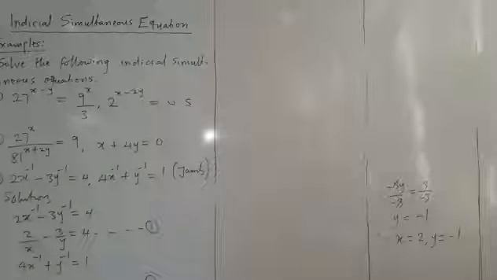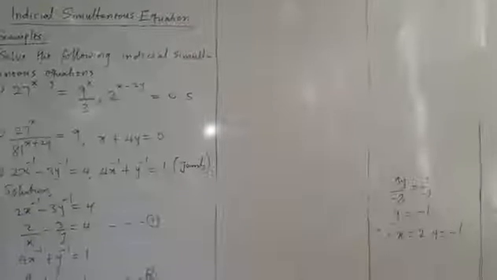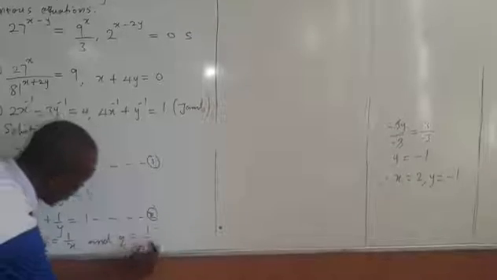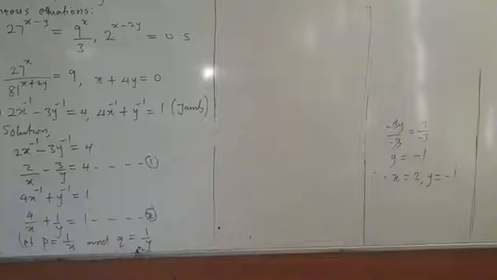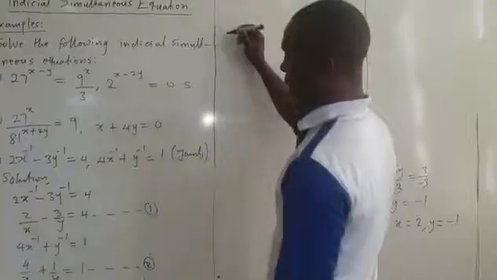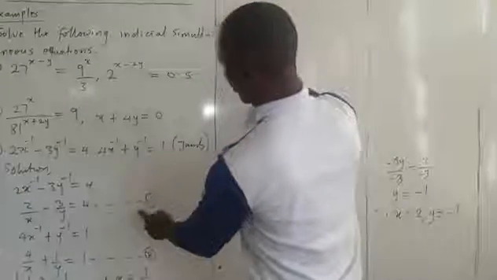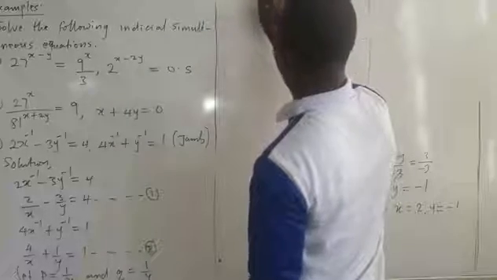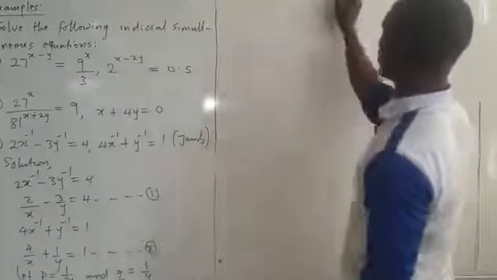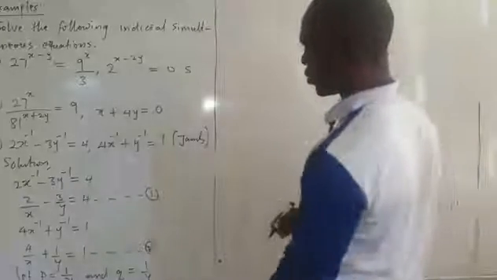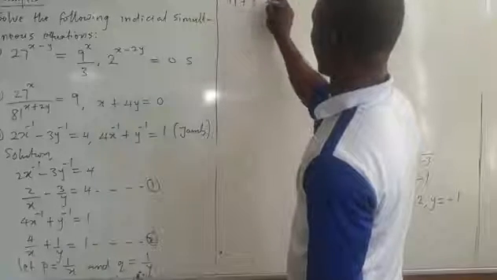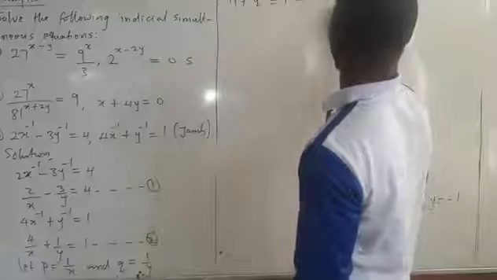So now we are going to introduce another constant. You can say let p equal 1 over x and q equal 1 over y. So if p is equal to 1 over x, equation 1 will become 2p minus 3q equals 4. Let's call this equation 3. Then equation 2 will become 4p plus q equals 1. We call this equation 4.